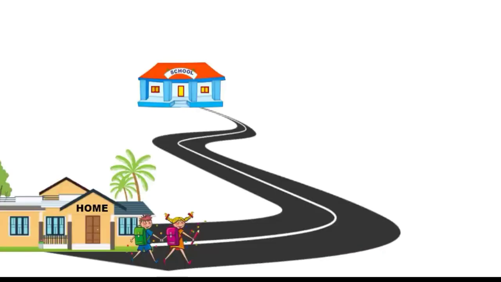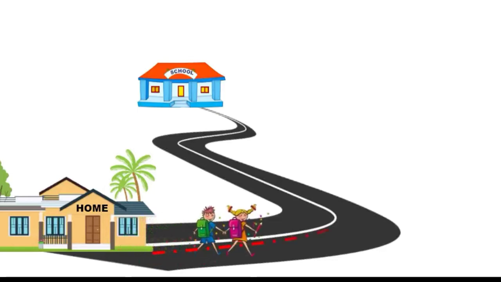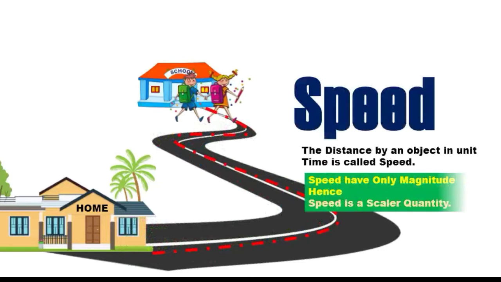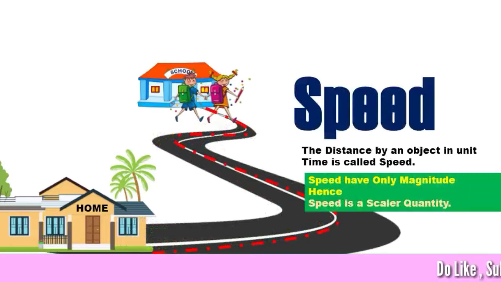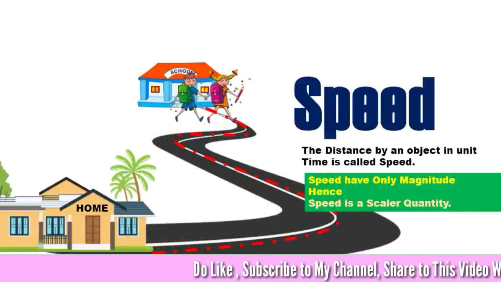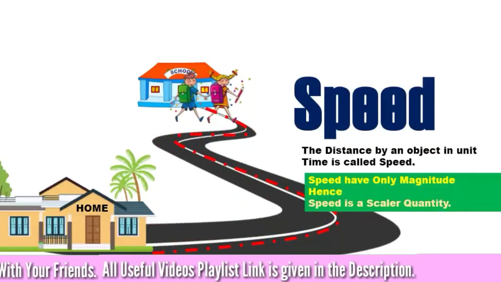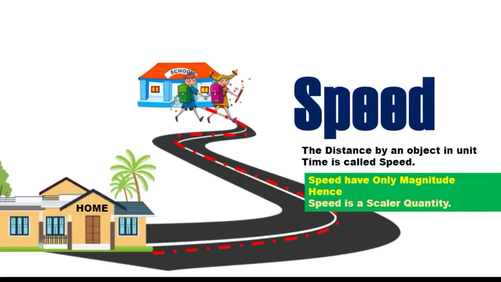Let us suppose these two children are moving from their home and reaching the school. Speed is the distance covered by an object, or by a person, in unit time. That is known as speed. Speed has only magnitude, so speed is a scalar quantity.